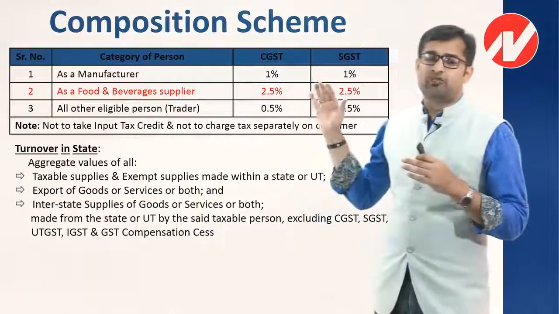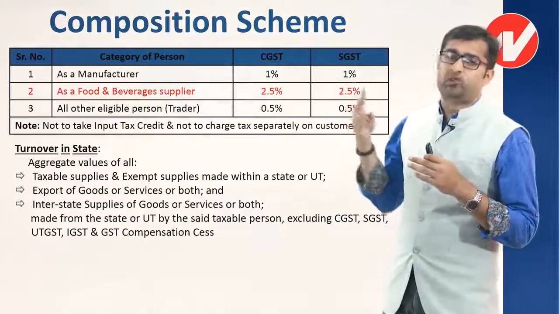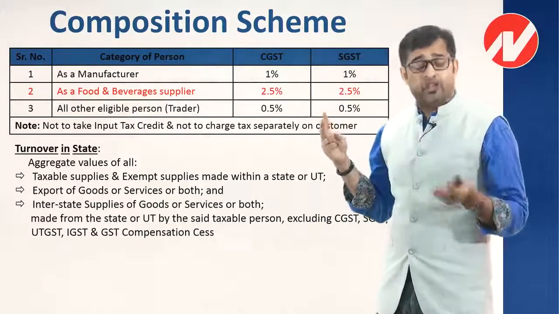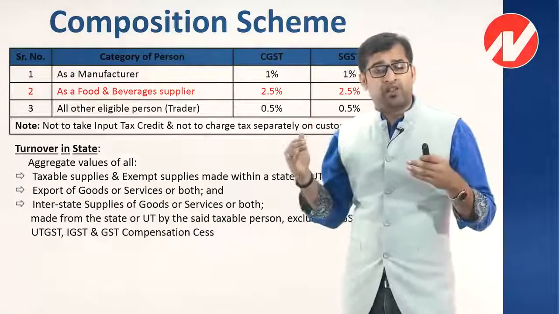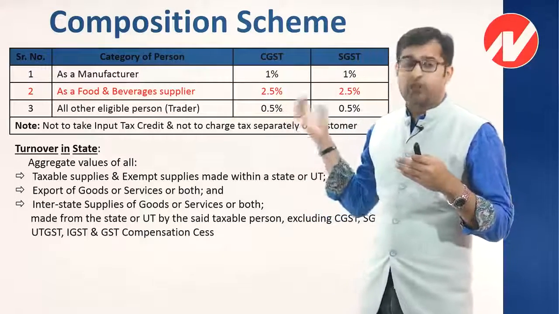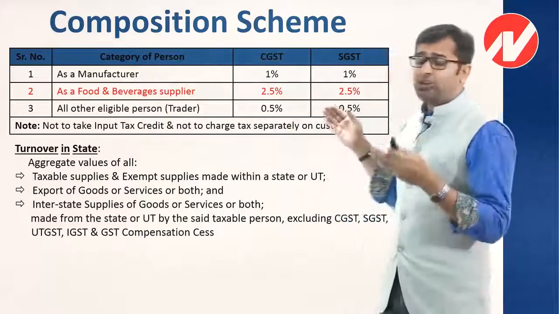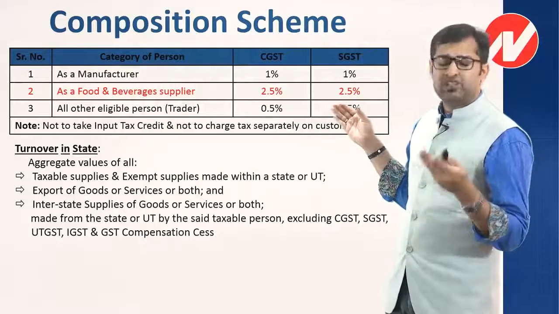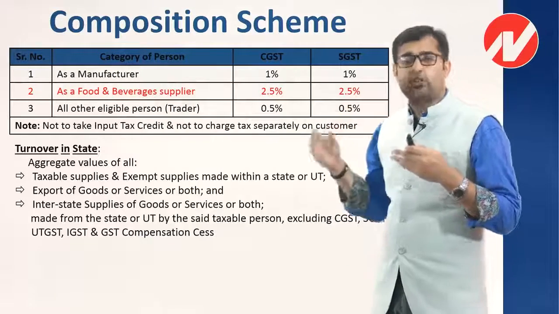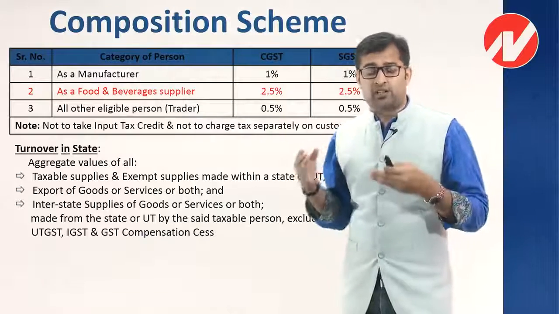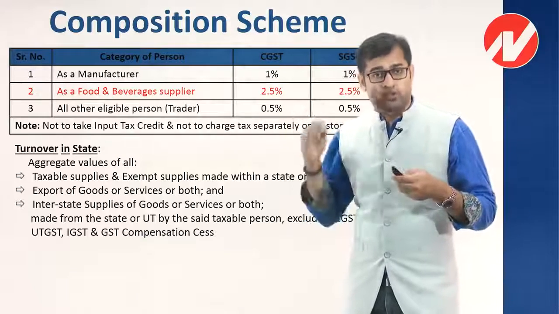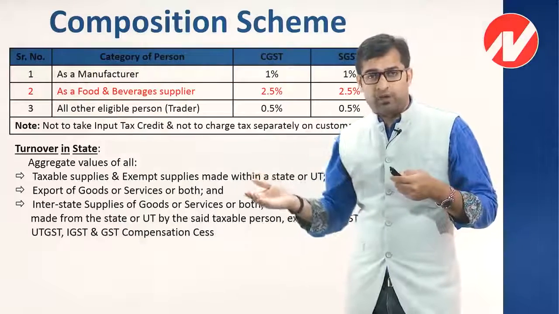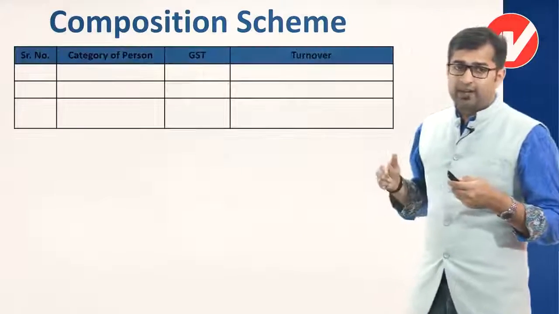क्योंकि जो original provision है वो ये है कि manufacturer has to pay 2% of turnover in a state. Food and beverage provider has to pay 5% of a turnover in a state. And all other eligible person means traders have to pay 1% of a turnover in a state, but that turnover in a state includes exempt turnover. So then what? So that is where they brought an amendment. So what are these amended provision?